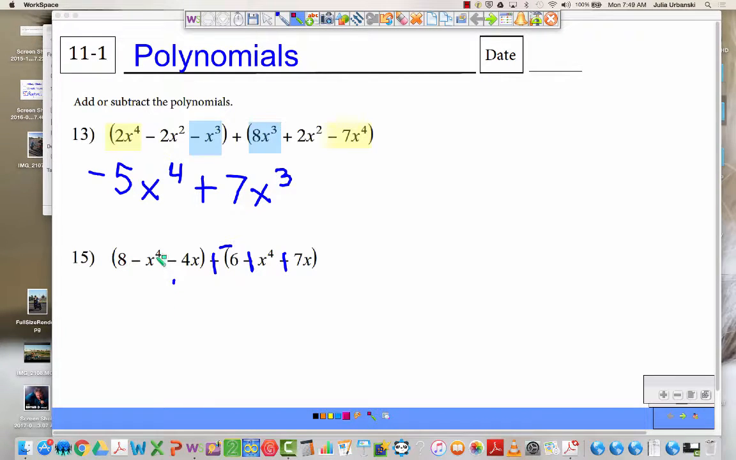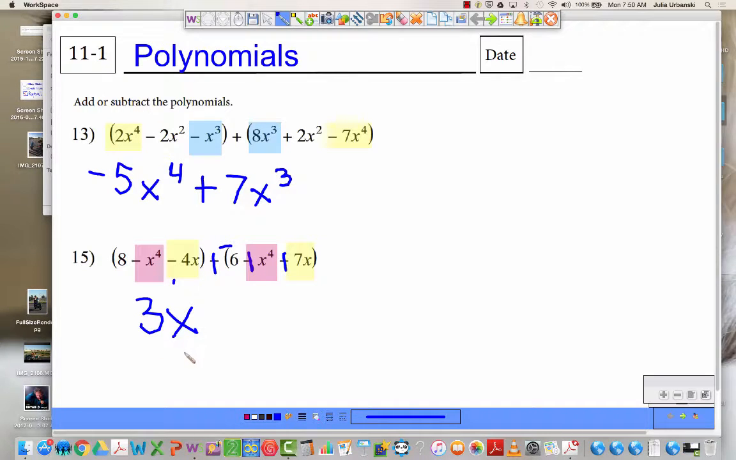So the highest one, is that a 4 right there? Negative x to the fourth and positive x to the fourth. It's gone. We don't have to write anything for that. What's the next highest one? X, yeah, x to the first, just a plain old x. And so we have negative 4x and a positive 7x, and we get 3x. And then we have left over a positive 8 and a minus 6, so our answer would be plus 2. Any questions on those?